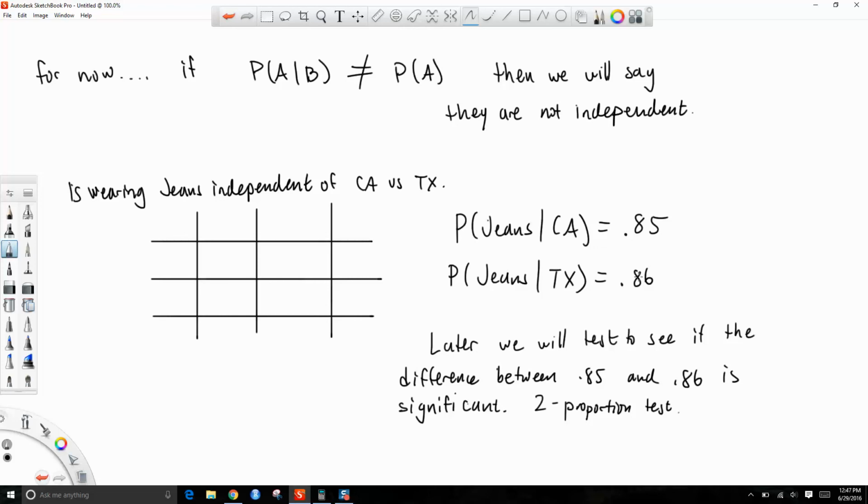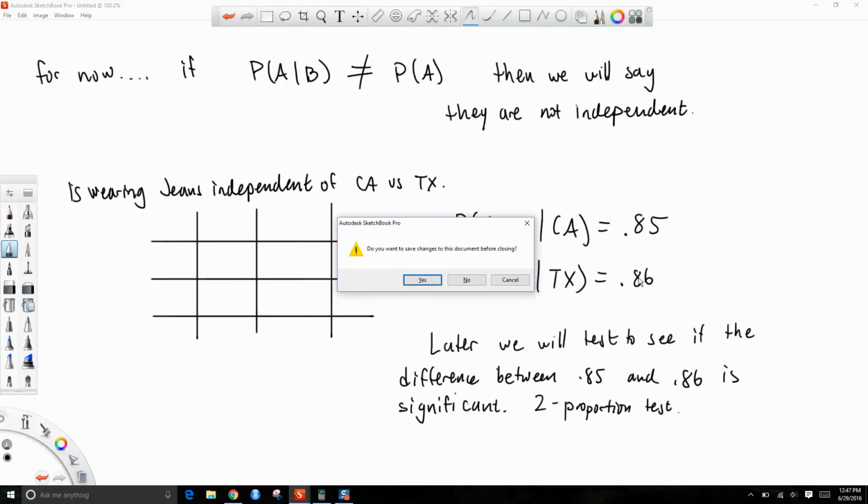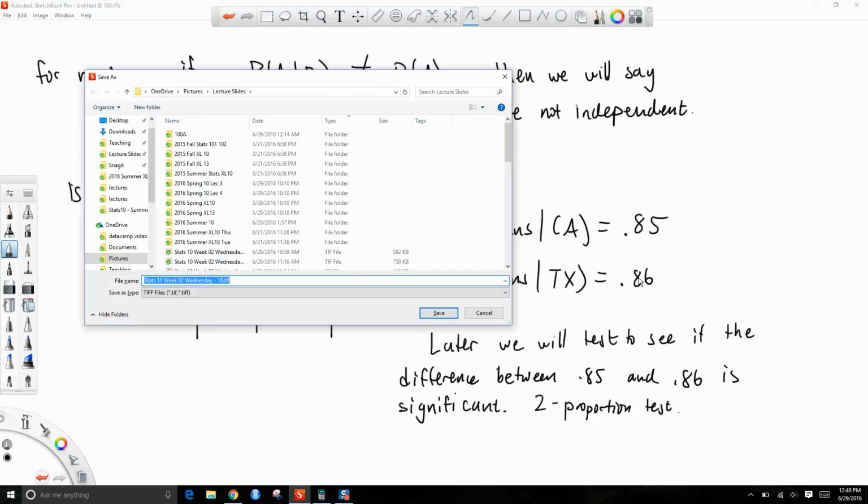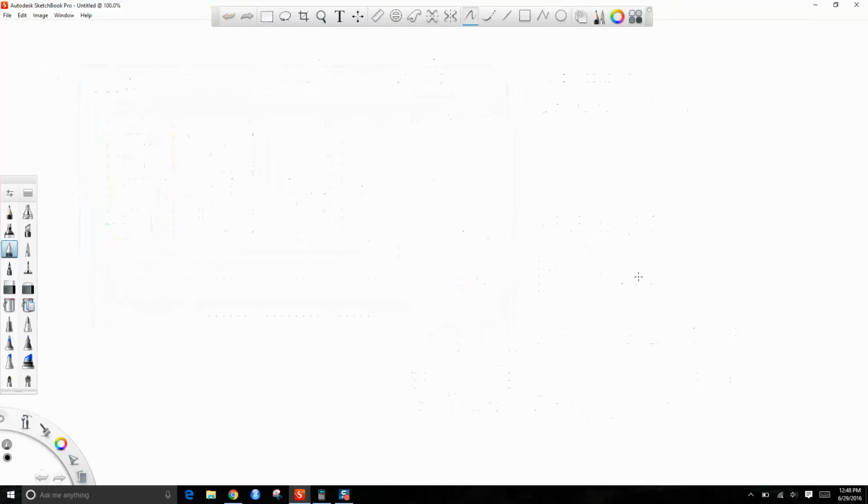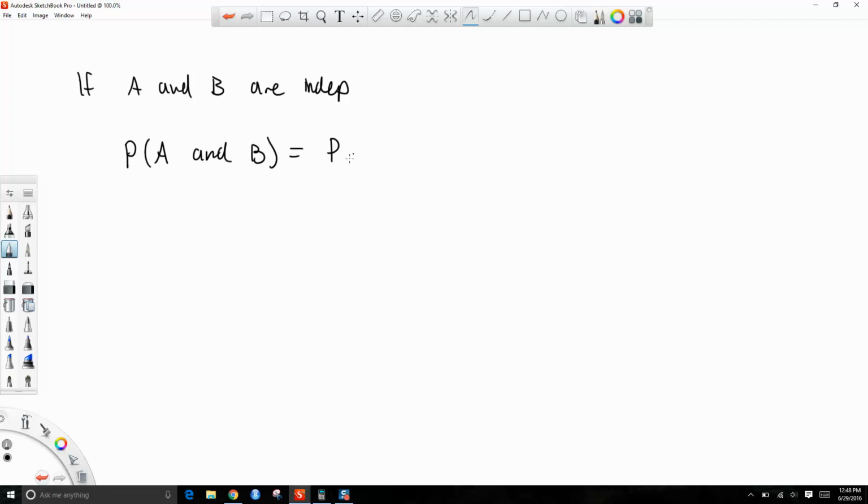Oh, I'm going to run out of time here. Okay, I think I'm going to have to leave it to you and your reading to learn about sequences of independent events. So let me just say the important thing is that if A and B are independent, then the probability of A and B becomes the probability of A times the probability of B, okay?